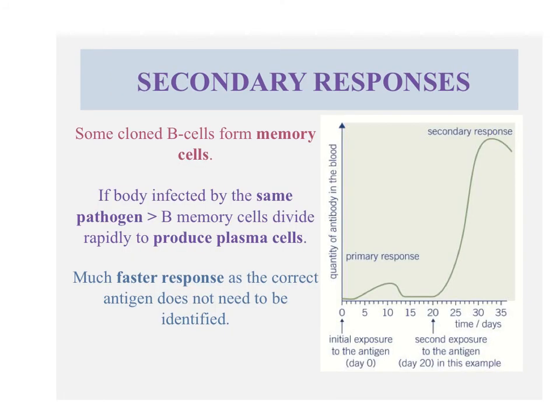So these secondary responses are basically controlled and regulated by the ability of memory cells to divide and produce plasma cells. And as we said on that previous diagram, it gives us a much faster response because we don't need to identify the antigen. Okay, we're just making sure that memory cell is able to divide and produce the antibodies properly.